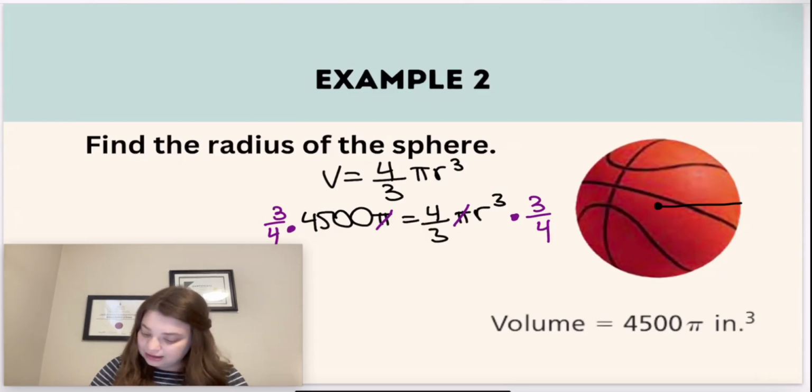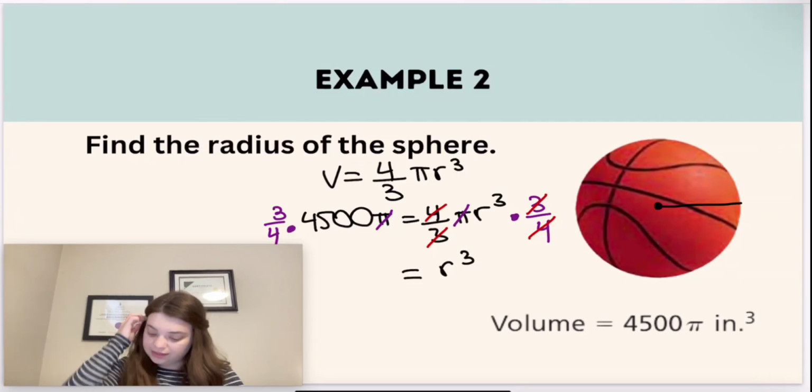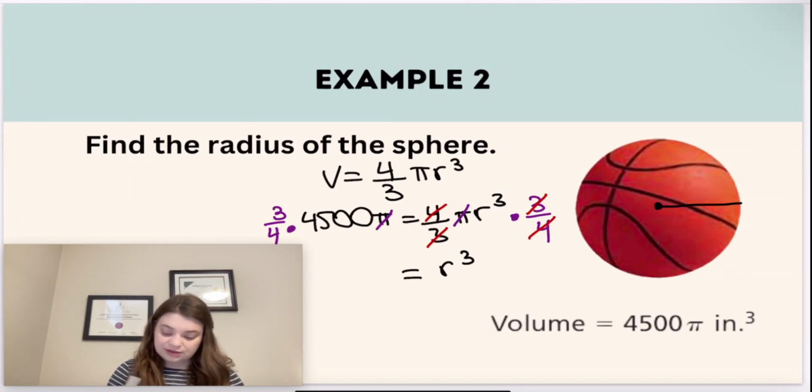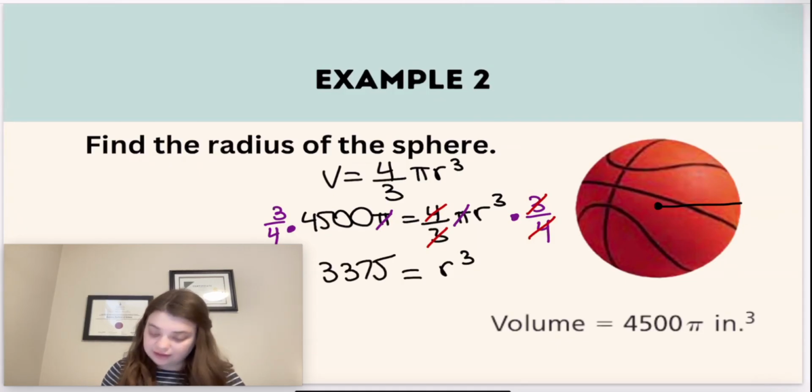Then what's going to happen is these 4's cancel and these 3's cancel, and we end up with r cubed is equal to 4,500 times 3 over 4. Now, what is 4,500 times 3 over 4? Well, I'm going to type that into a calculator. You can either type in 4,500 times 0.75 or times 3 over 4. And either way, we get 3,375.